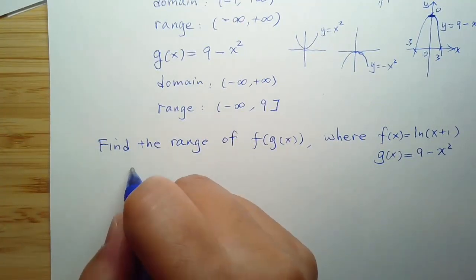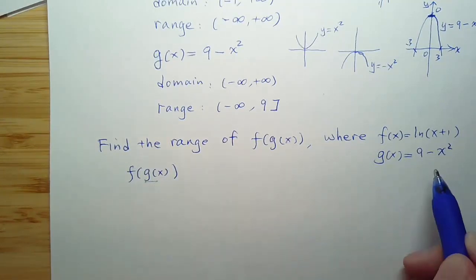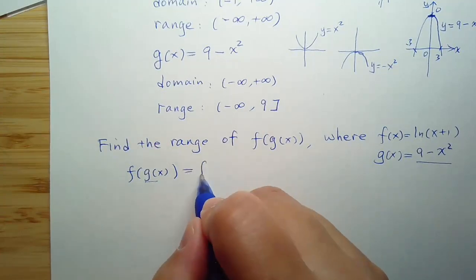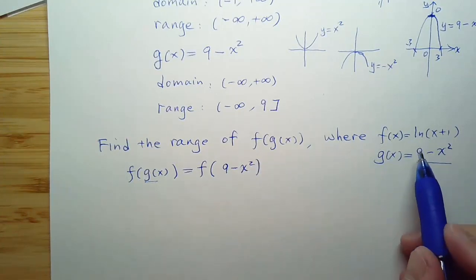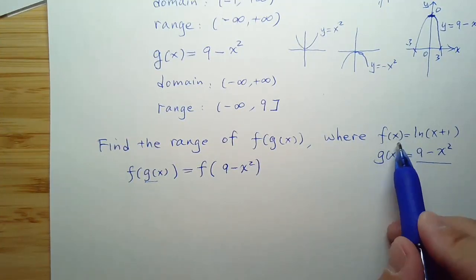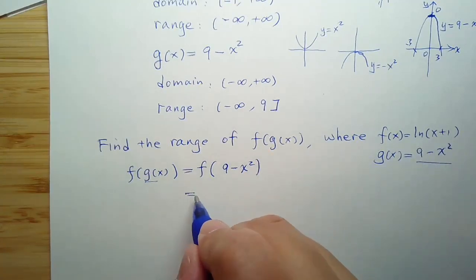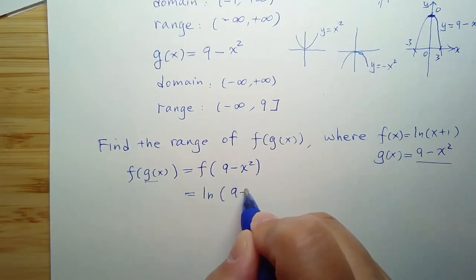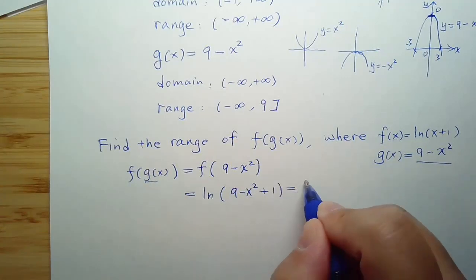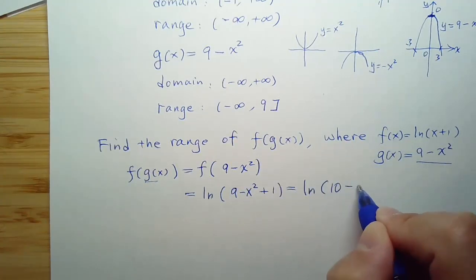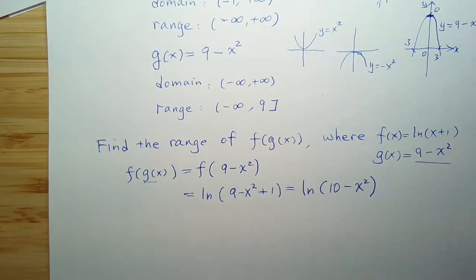Then let's write it first. f of g of x. g of x is here, so I just replace that. So I have f of 9 minus x squared. Now f of something, f of x, is ln of that independent variable plus 1. So 9 minus x squared replaces this x, then plus 1, which is ln of 10 minus x squared. So we need to find out what is the range of this function.